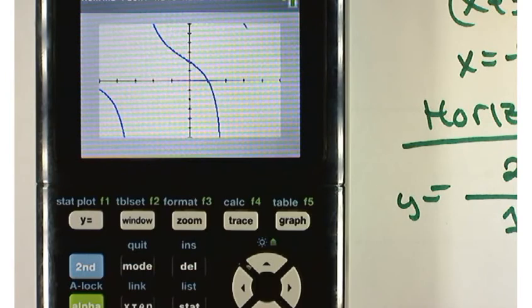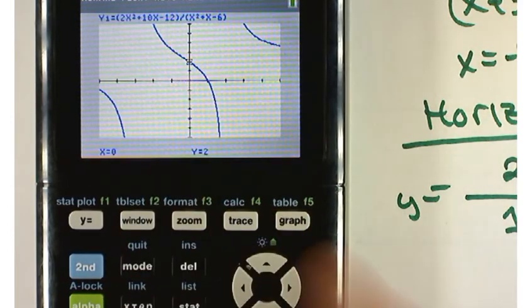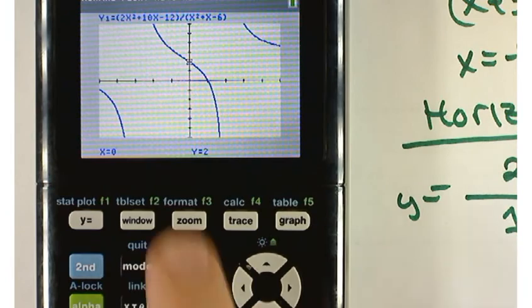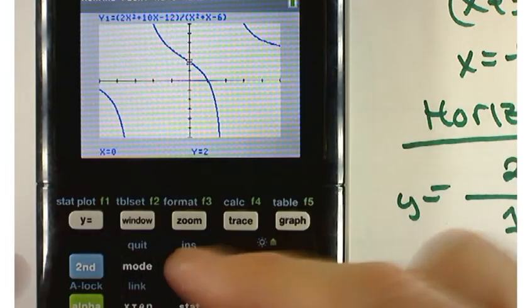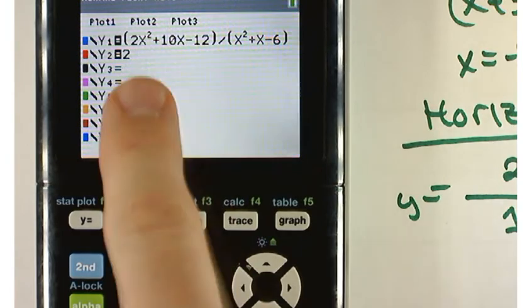Nice. Kind of snakes its way through there. Notice the Y-intercept. If you hit the trace key, there you go. 0, 2. Right there where we expected it. If we wanted to zoom out a little bit, we can do that. We might get a better look at the horizontal asymptote. The horizontal asymptote was y equals 2.